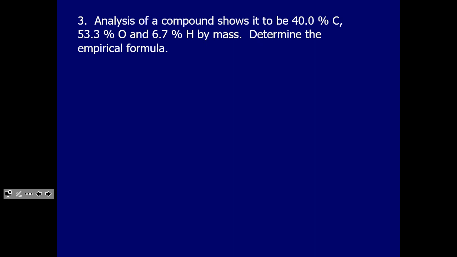Carbon, 40 grams. Oxygen, 53. Hydrogen, 6.7. Divide by molar mass, divide by the smallest number, and if you get a 0.5 or a 0.33, multiply by the appropriate value. Get the empirical formula.